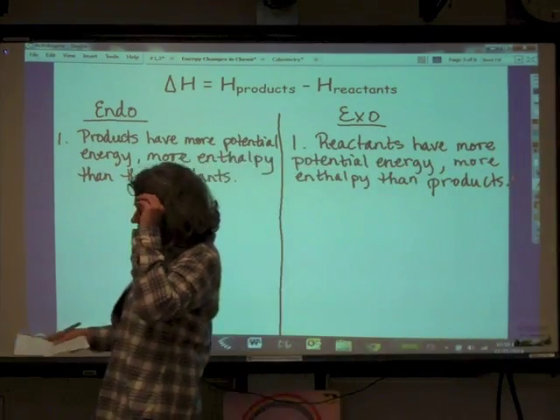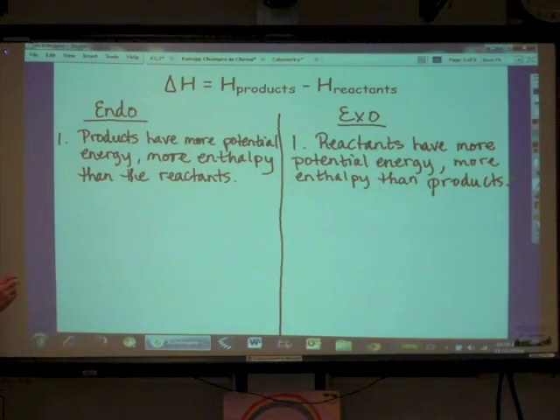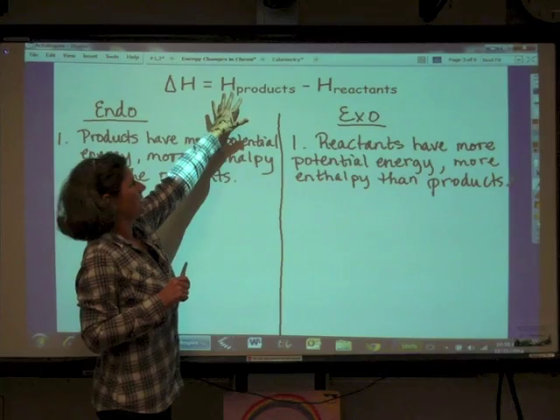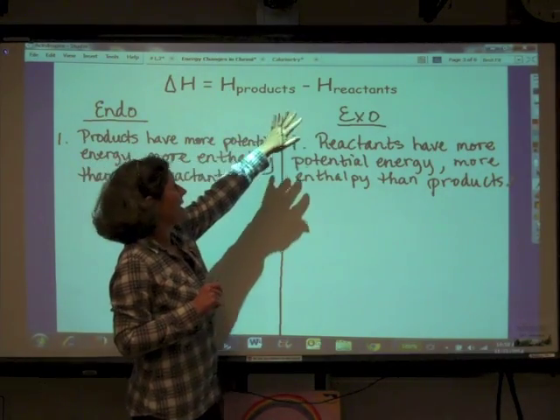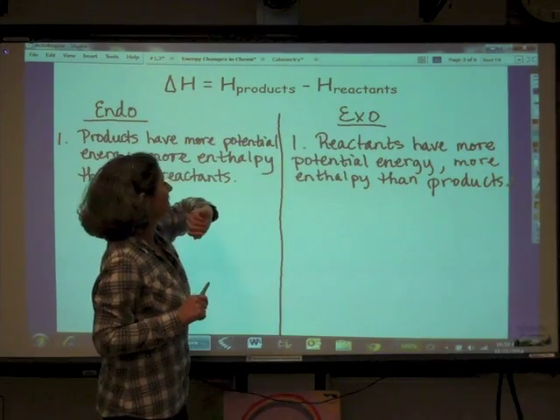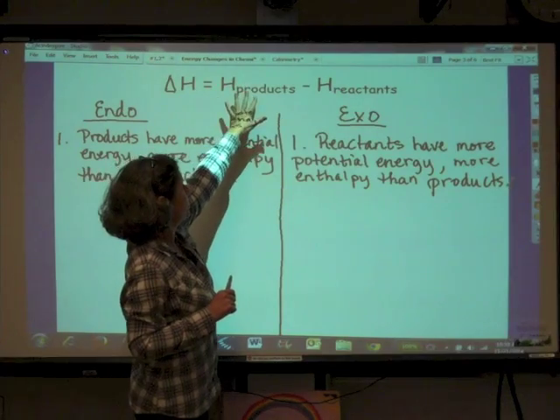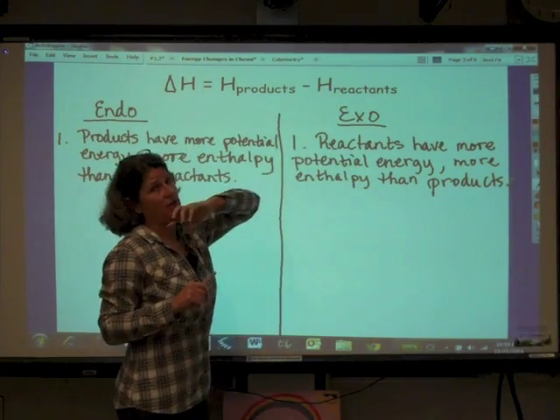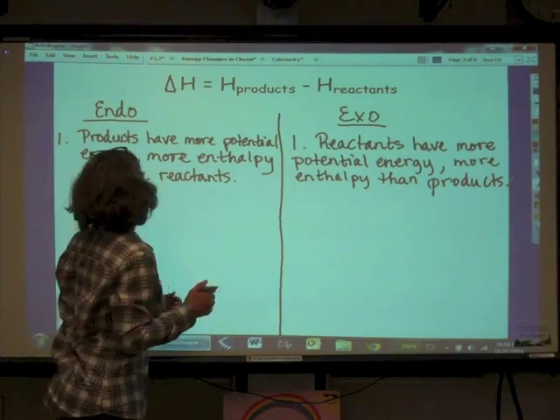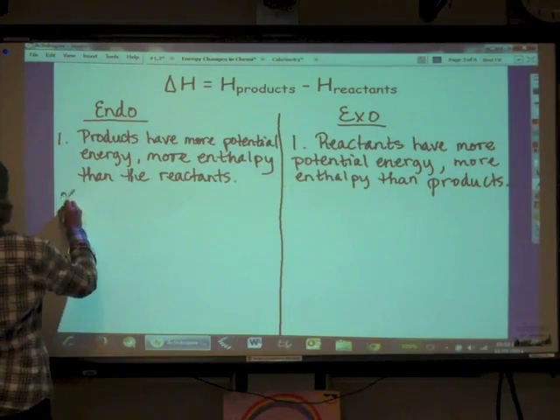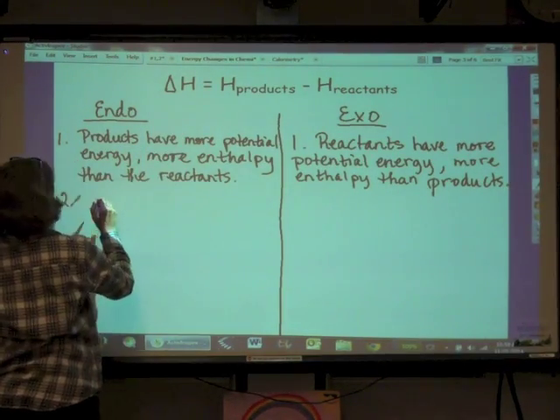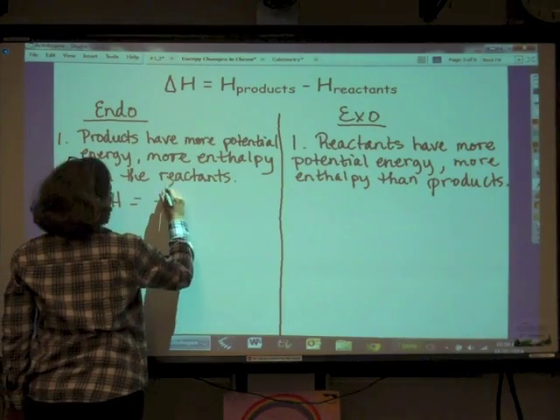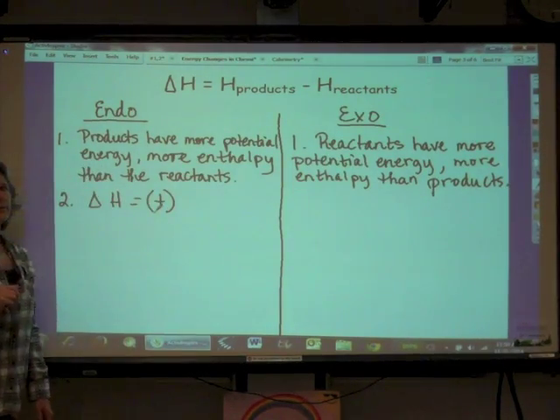Okay, so in an endothermic reaction, our products have more enthalpy than our reactants. So let's say this is 2 minus 1. Our answer here is going to be a positive. So for endothermic reactions, our delta H is always going to be a positive number.